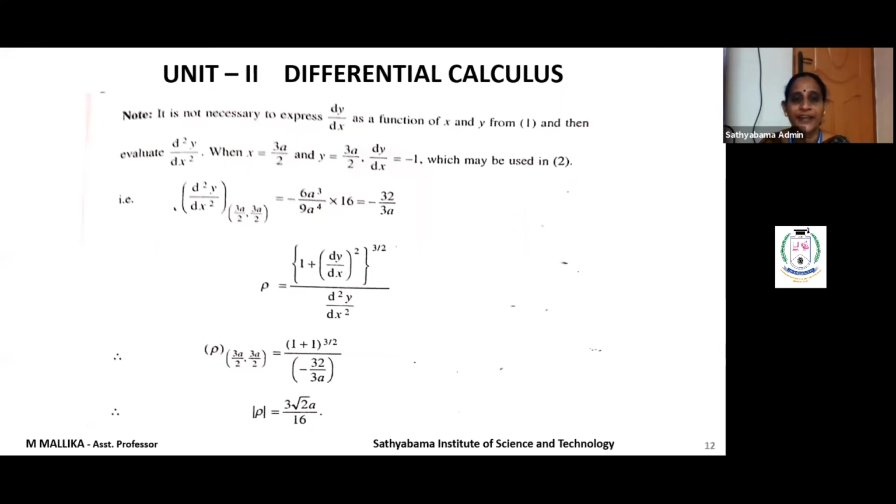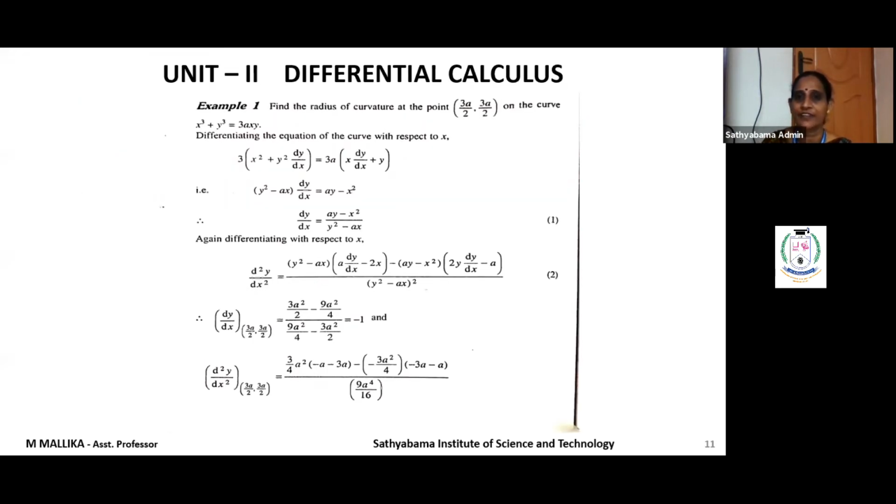So after finding out the dy/dx value and d²y/dx² value, write the formula for rho and then substitute the corresponding values in that formula. When you substitute, you'll actually be getting the answer in negative, but since rho has to be positive, I am taking the modulus sign. So the rho value is 3√2 a/8. So this is just one example problem I have given for radius of curvature.